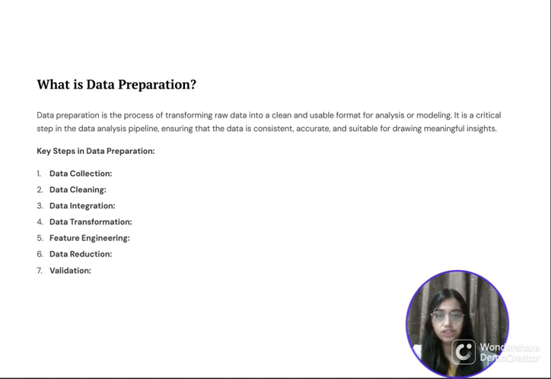Fifth step is feature engineering. It creates new variables or features to improve model performance, selecting relevant features and reducing dimensionality if needed. The sixth one is data reduction. It is simplifying the dataset by aggregating or sampling data, reducing noise, and focusing on the important attributes. The last one is validation, ensuring the dataset meets the requirements of the intended analysis or the model, checking for completeness, consistency, and relevancy.